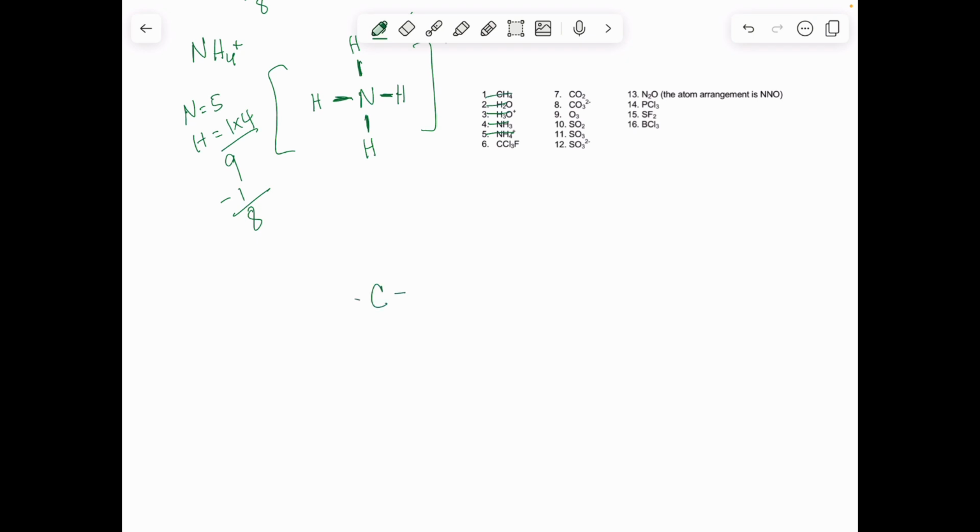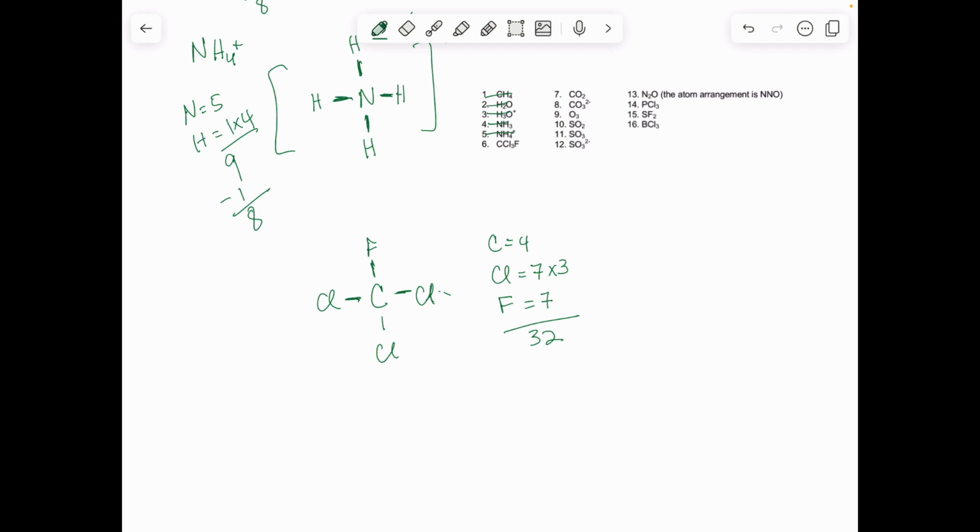CCl3F. Carbon is in the center. There are 3 chlorines and 1 fluorine. All right. Count up your valence electrons. Carbon has 4. Each chlorine has 7, and there are 3 of them. And the fluorine has 7. Use your calculator if you need to. I'm going to use my calculator just to double check. 7 times 4 is 28. Plus another 4 for the carbon, I get 32.